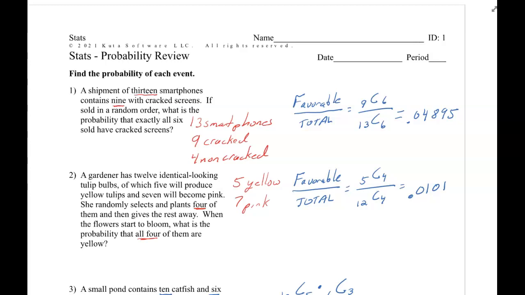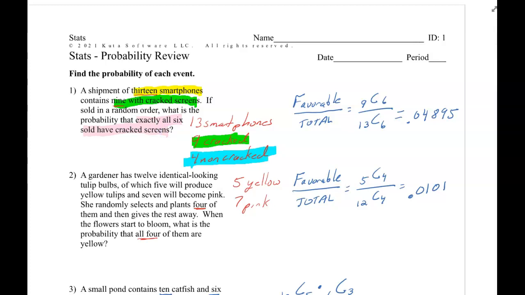If you look at problem number 1, it says a shipment of 13 smartphones contains 9 cracked screens. So if it has 9 cracked screens and 13 total, that would mean that there are 4 non-cracked. This may or may not be useful for this problem. And then the question of interest is, what is the probability that exactly all 6 have cracked screens?